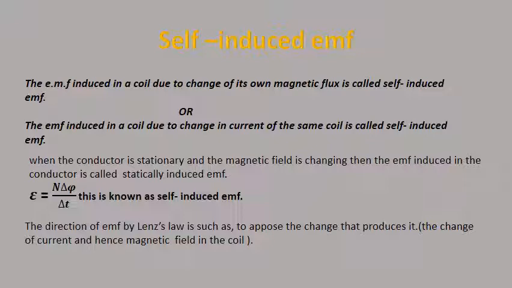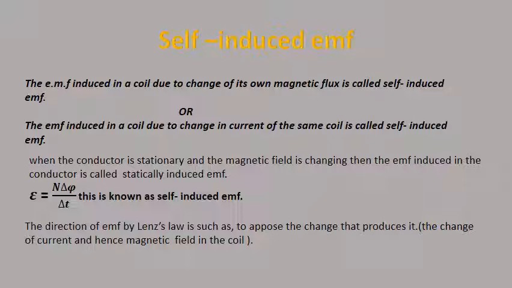When the conductor is stationary and the magnetic field is changing, then the EMF induced in the conductor is called statically induced EMF. So in the case of self-induced EMF, we are using the concept of statically induced EMF. As you know from the formula of Faraday's law, induced EMF is equal to N delta phi upon delta t. So this is also used in self-induced EMF, whereas the negative sign in this formula shows us Lenz's law.